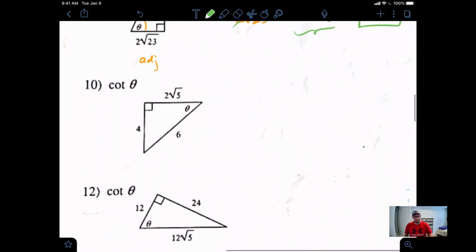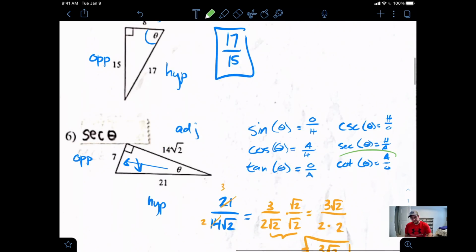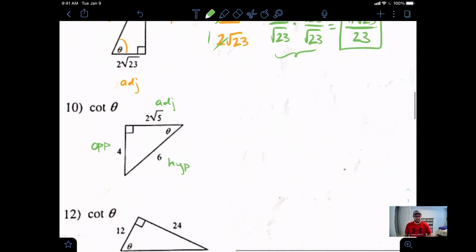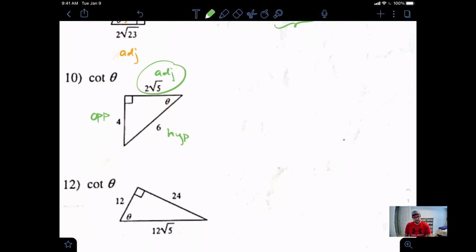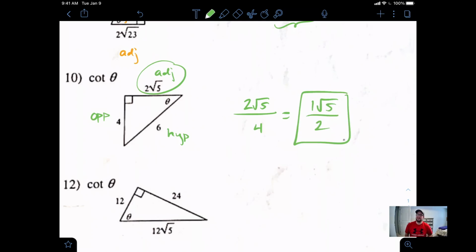Looking ahead to problem number 10. Here is the angle we're given, so this is our opposite. This will be our hypotenuse. And this will be our adjacent. Now, coming over here to solve this problem, we are being asked to find cotangent of theta. Cotangent, let's go back to our list, is the adjacent over the opposite. The adjacent side here is 2 square roots of 5, and the opposite is 4. To reduce this, it would become square root of 5 over 2, which would be our final answer. No need to rationalize since the square root is on the top.